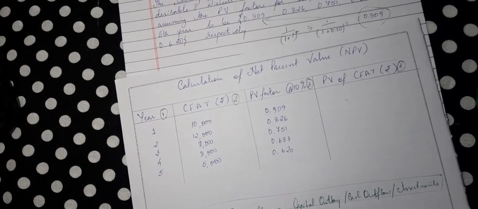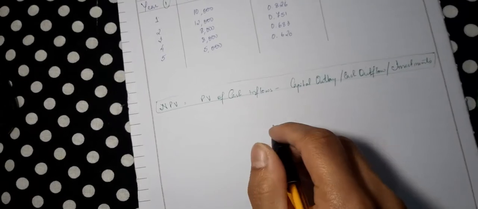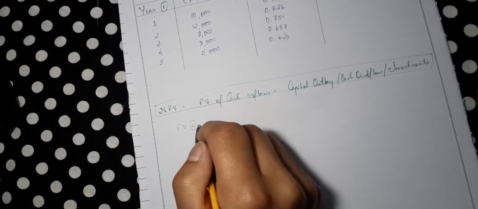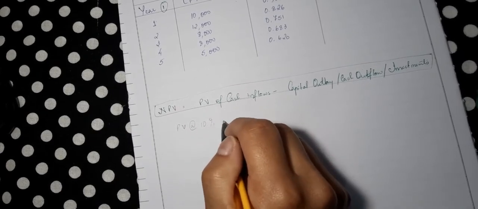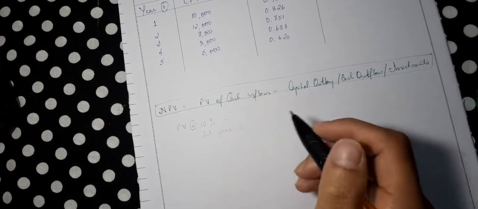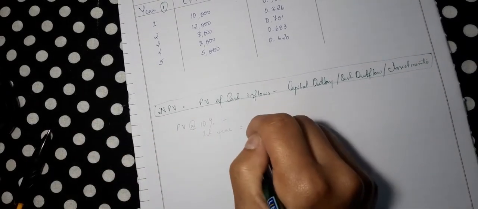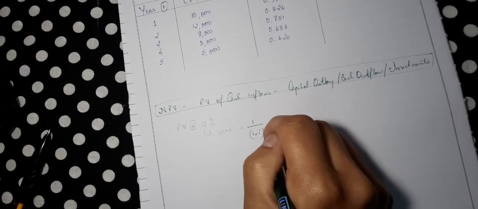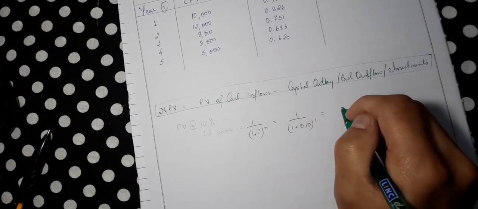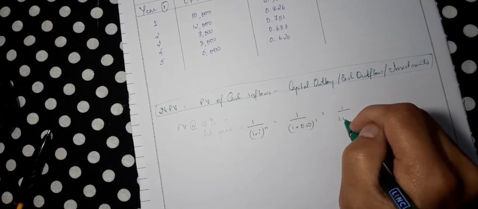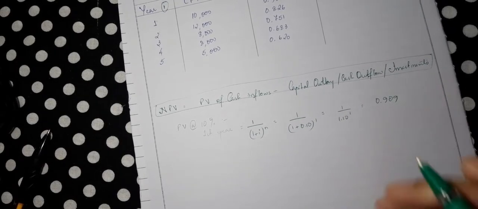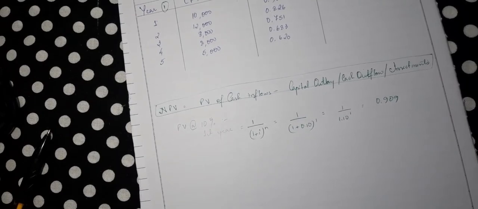In case they haven't been given to us, remember, follow the formula. Let's just do the calculation real quickly. Present value at the rate of 10%. So for the first year will be equal to 1 divided by 1 plus i to the power n, which is 1 divided by 1 plus 0.10 to the power 1, is equal to 1 divided by 1.10 to the power 1, is equal to 0.909. You can just do the calculations on your own. It will be easy to calculate.